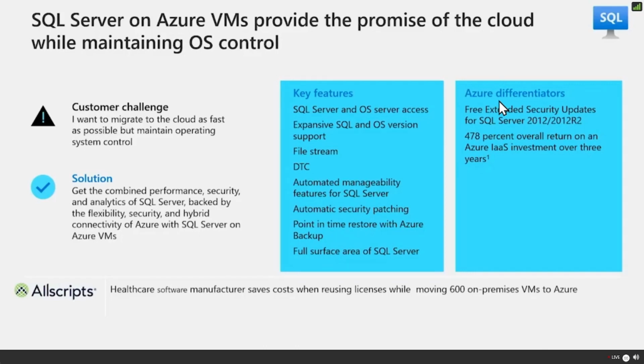Allscripts is one of our customers that has done this, and they reuse their licenses. So like VMs with Windows and SQL, we can use that hybrid benefit as well to help move those 600 on-prem VMs inside there, and they save money while doing it because they reuse those licensing costs and they're running more efficiently. Moving SQL into VMs isn't a bad choice, depending on what you need to do. It's all about maintaining that control over everything.